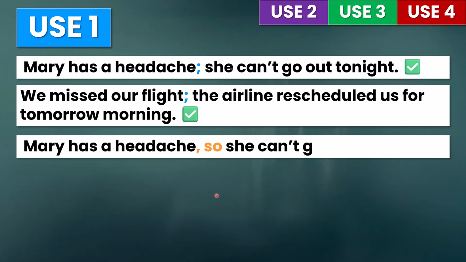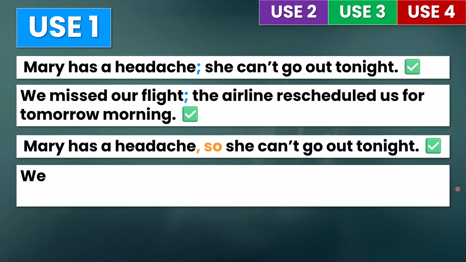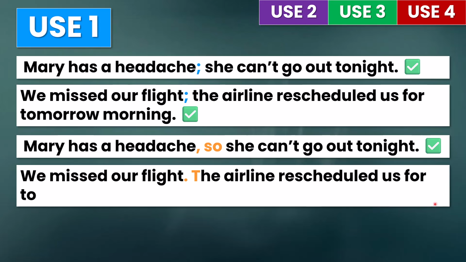So for the first example, Mary has a headache, comma, so she can't go out tonight. Let's say you don't want to overuse semicolons. You might use a comma plus a coordinating conjunction, like so, to combine these independent clauses. And another option is to separate these into 2 different sentences. We missed our flight, period, space, and then capitalize the next word. The airline rescheduled us for tomorrow morning.